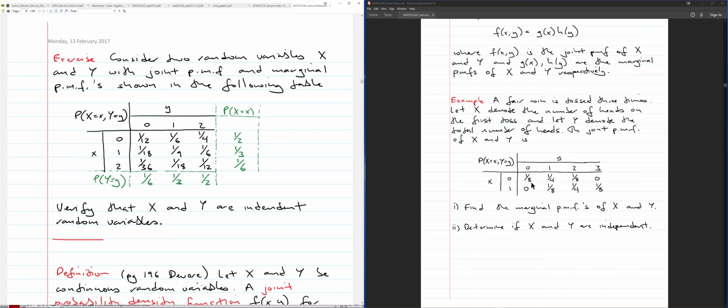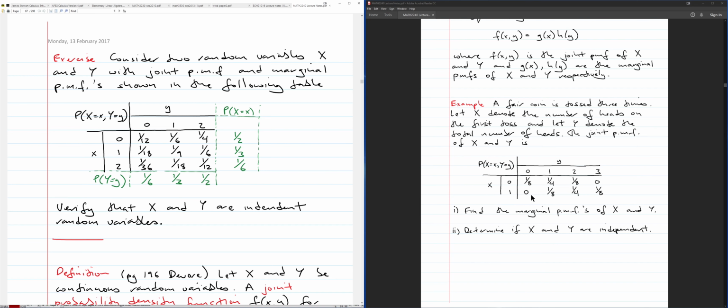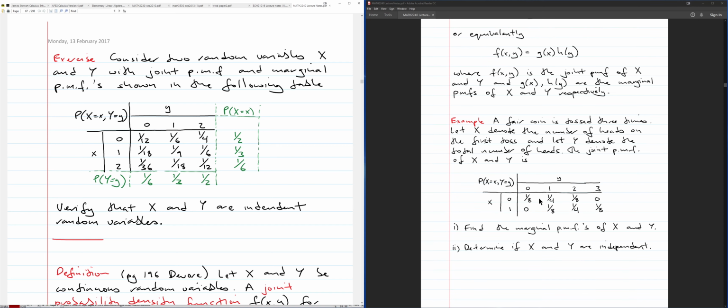Now over here, the first row is definitely not a multiple of the second row, because if your first row were a multiple of the second row, then this entry would have to be 0. So here we suspect that the random variables x and y are not going to be independent. But suspicion is not good enough. What we want to do is show that random variables x and y are not independent.